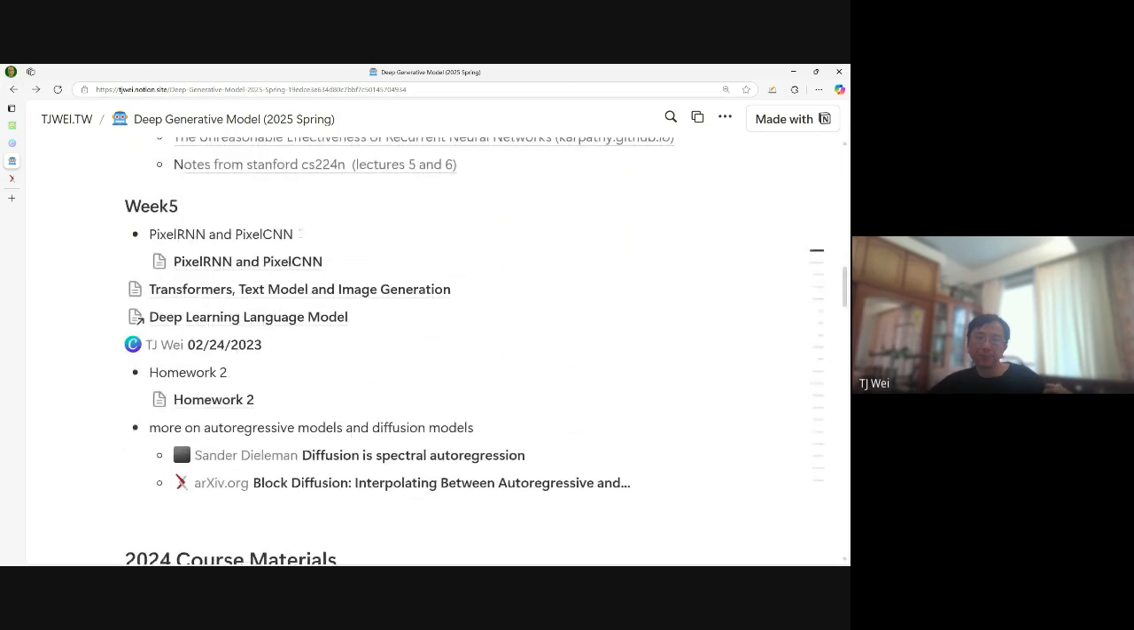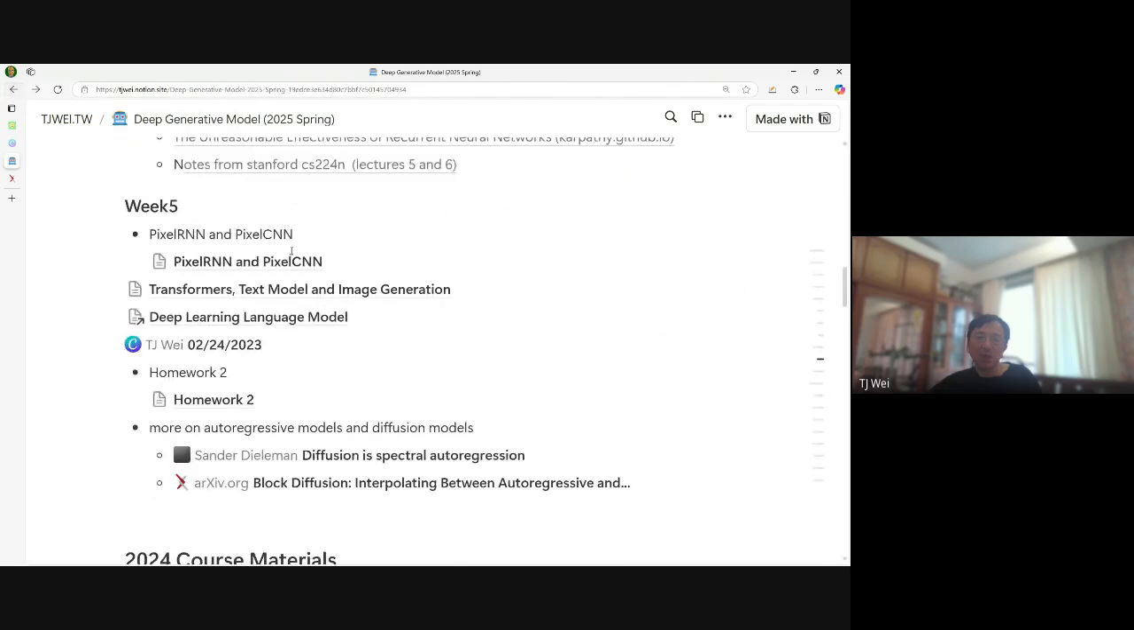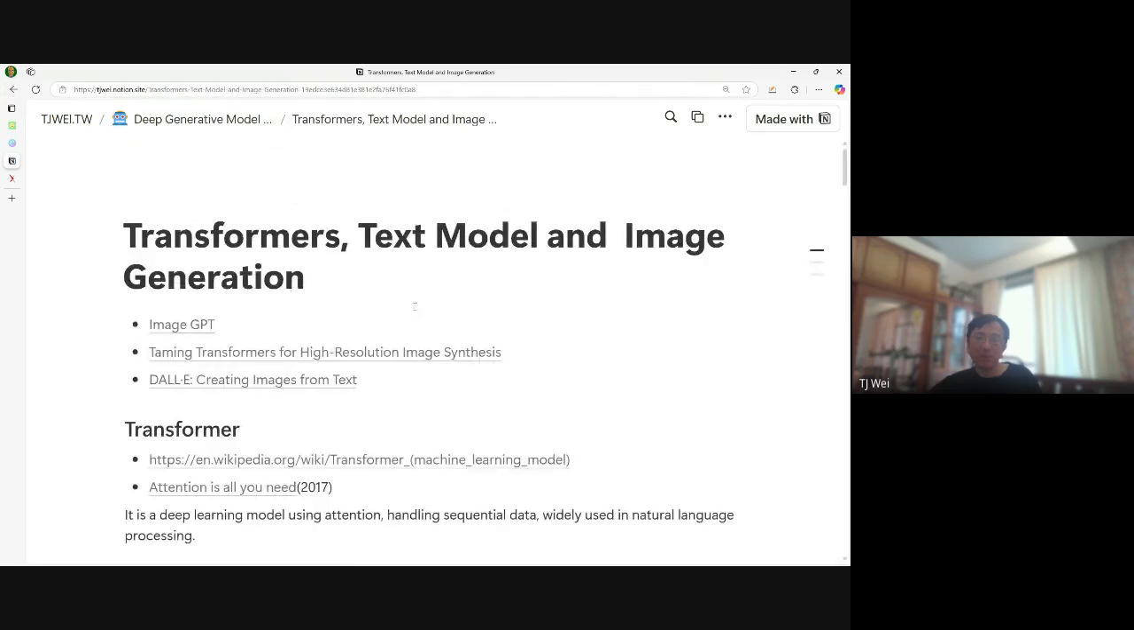Secondly, we are going to talk about large language models next week. In order to talk about the current modern large language models, we have to talk about transformers and the GPT. So we'll talk about transformers here so that you can understand what it is. Okay, so let's see this one.